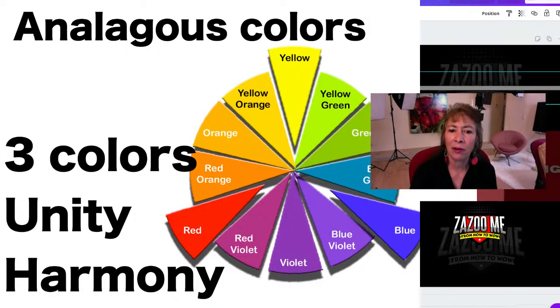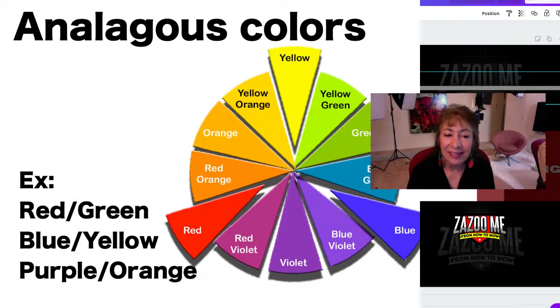Three colors together are analogous colors. So red, red-violet, and violet, or orange, orange-red, and red, or yellow, yellow-orange, and yellow-green. These are analogous colors, and these are colors that create harmony, that create unity. So if you want your banner to be more harmonious, then don't use the complementary colors, use analogous colors. And that's the reason to use them.